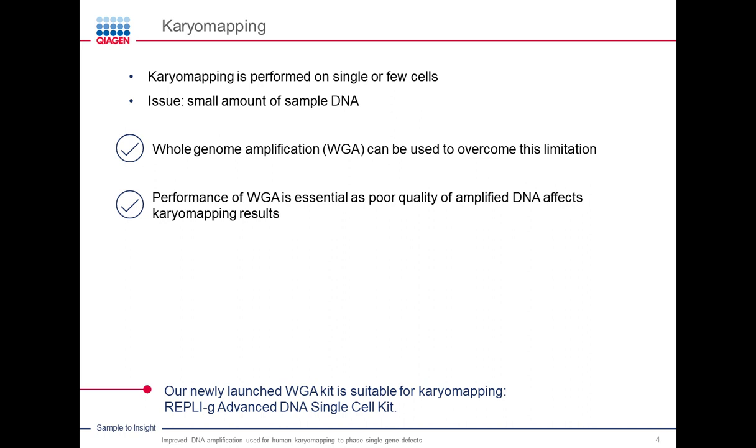One of the issues with karyomapping is that we are performing this on a limited number of cells. So we need to collect the cells and we need to be able to amplify that genomic DNA in order to use our analysis methods. When we're looking at the amount of DNA that we're starting with, it's often a limited couple of picograms. And for doing this analysis, we may have to get up to nanograms or even a microgram, depending on the technique that we're using. Whole genome amplification can be used to overcome this limitation.